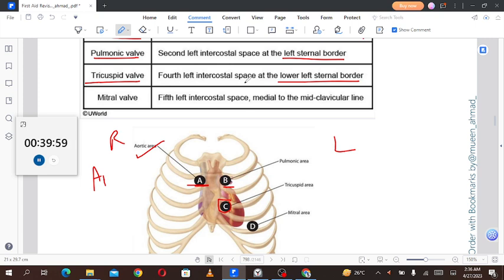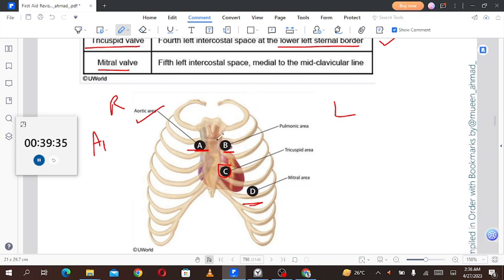So tricuspid, fourth left intercostal space at the lower left sternal border, and the mitral valve, fifth left intercostal space. This fifth left intercostal space is medial to the mid-clavicular line. That is very important. Suppose this is the mid-clavicular line, so it is medial to that. Medial is towards the center. Now remember the areas. These are four very high yield, very important areas. The pulmonic area and the tricuspid area are areas of the right heart, while the mitral area and the aortic area are the left heart areas.